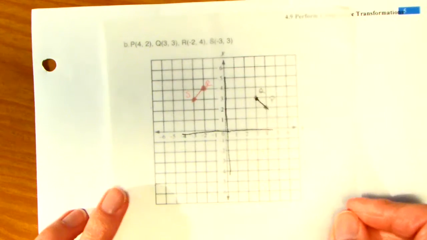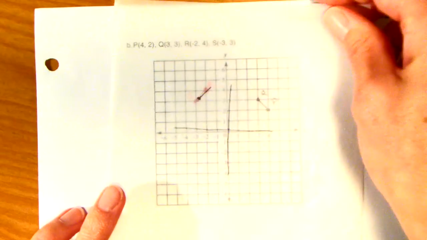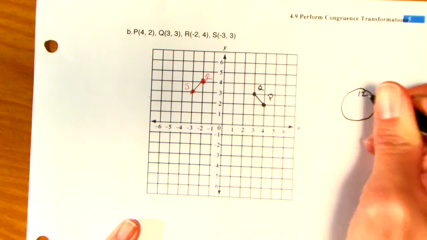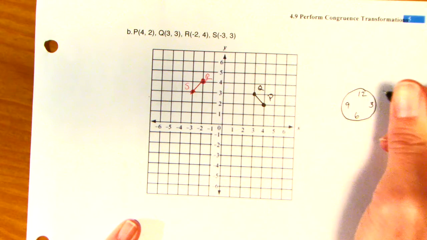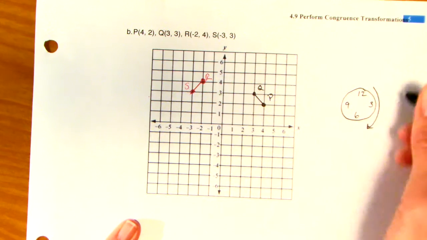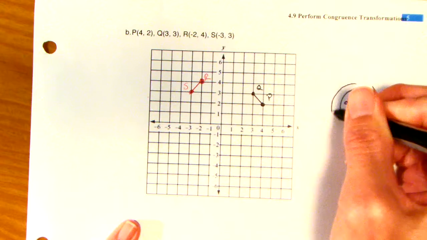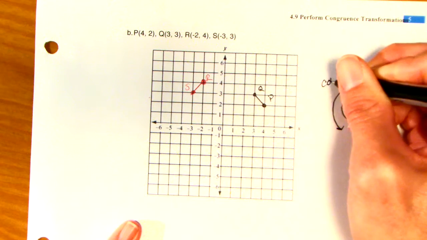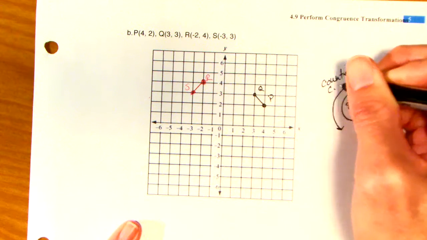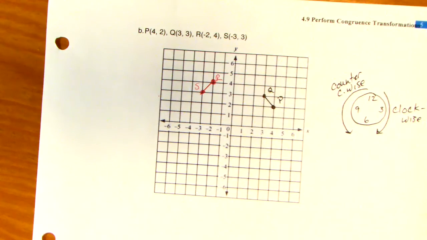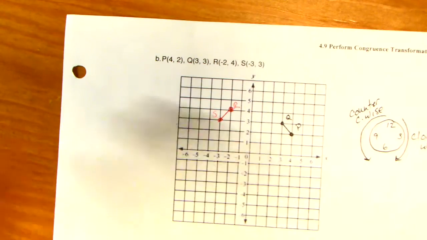When you turn it once, it's 90 degrees, and I went counterclockwise. Now, if you're not sure which way is clockwise and counterclockwise, think about your clock. This is clockwise, because that's how the clock moves. This way is counterclockwise.